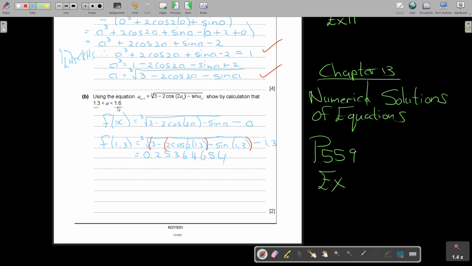Now I will substitute that one. So I do exactly the same with 1.6. Let's just substitute it there. So it's going to be the cube root of 3 minus 2 cos 2 times 1.6, minus sin 1.6, and it's after the root, minus 1.6. Sorry, I'm looking at the top, 1.6.